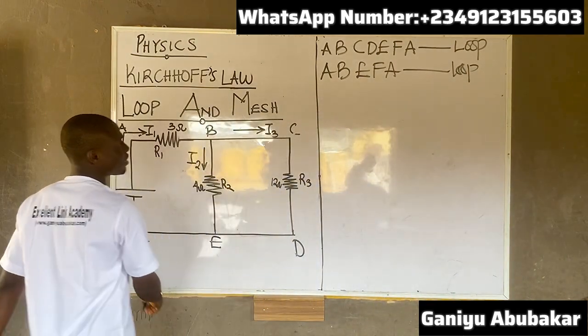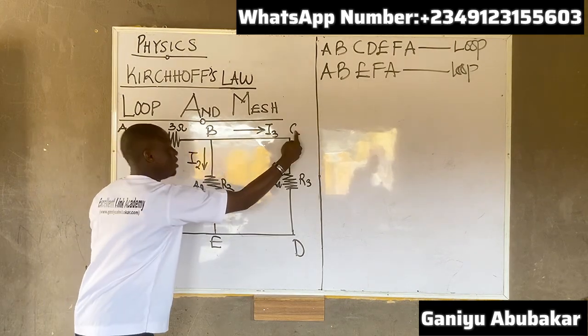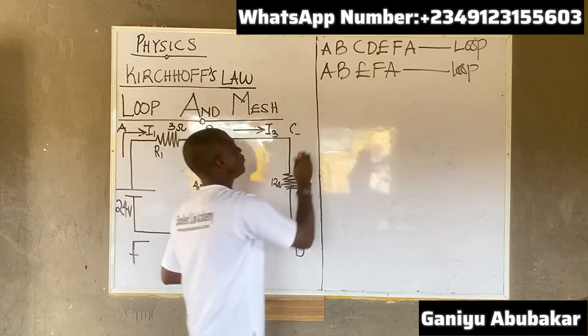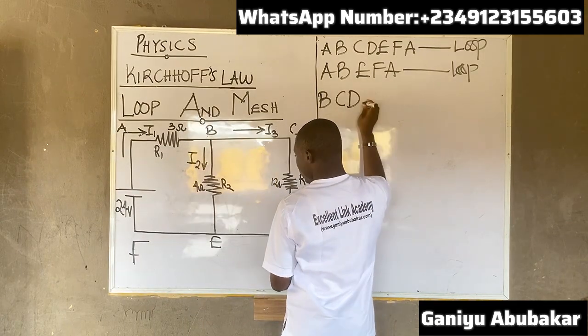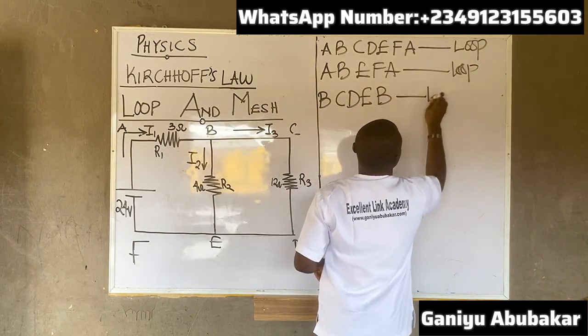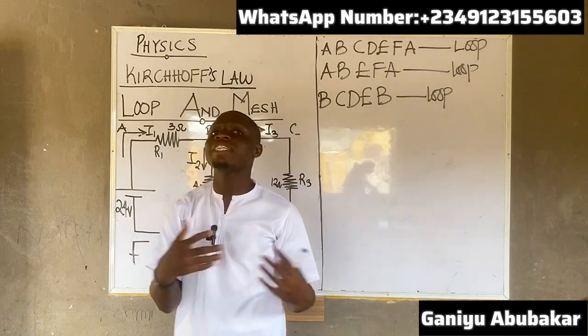Next, I can still move this way: B, C, D, E, B is still a loop. So B, C, D, E, B here is still a loop. Those are the loops in this diagram.